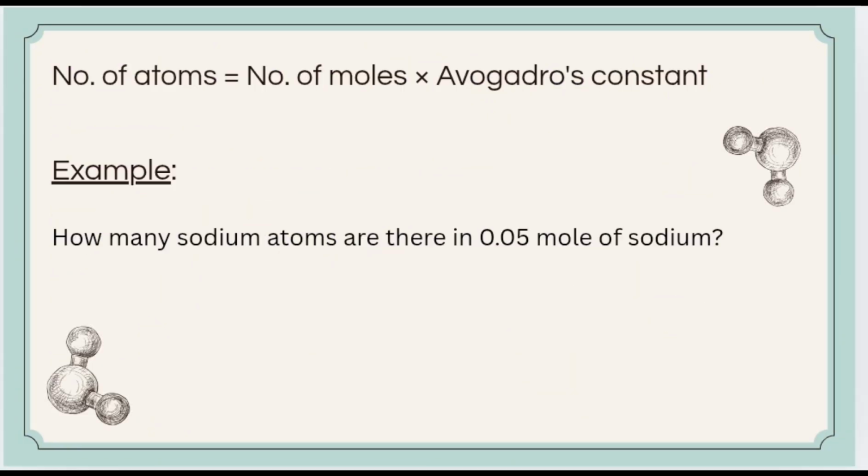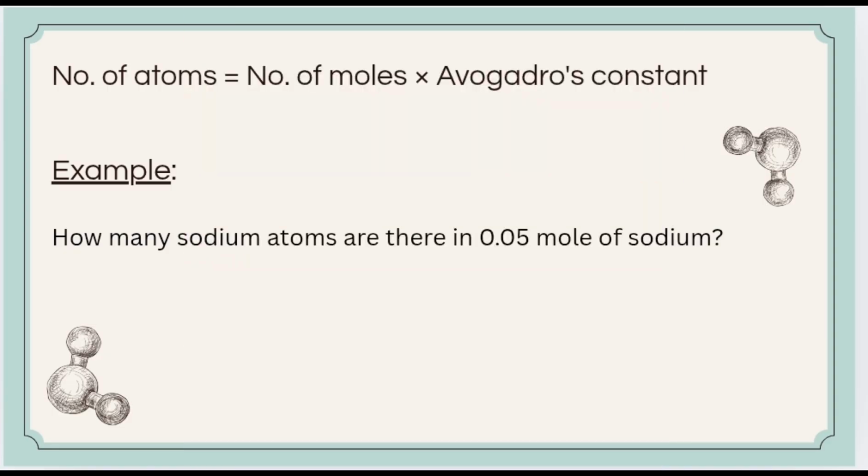As simple as that. We can also use the Avogadro's constant to find the number of atoms or the number of moles. So basically, the number of atoms is equal to the number of moles times the Avogadro's constant.